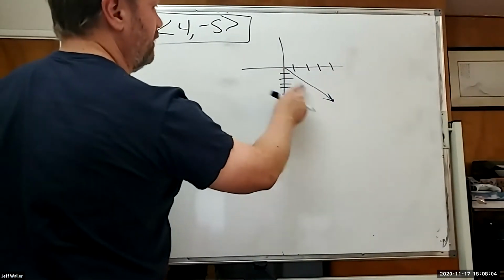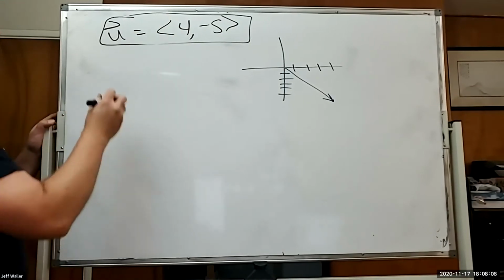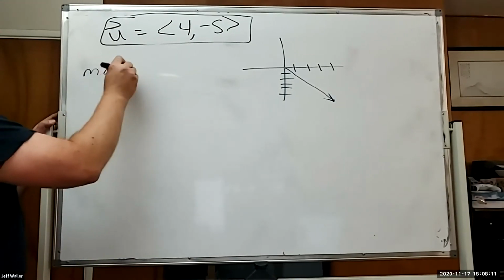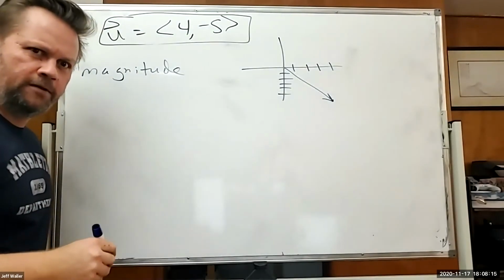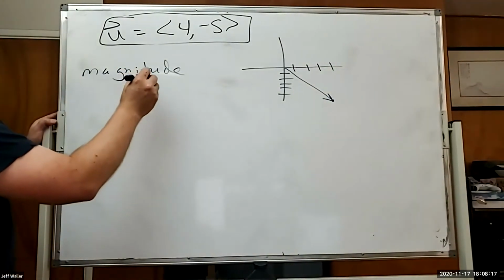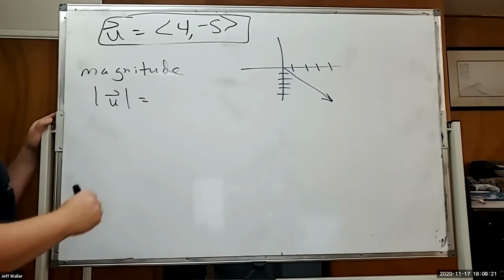What is the length of this vector? Can somebody figure out the length of that vector, which is also called its magnitude? Anybody get that reference? Pop? No? Okay. So I want to know the magnitude of this bad boy.